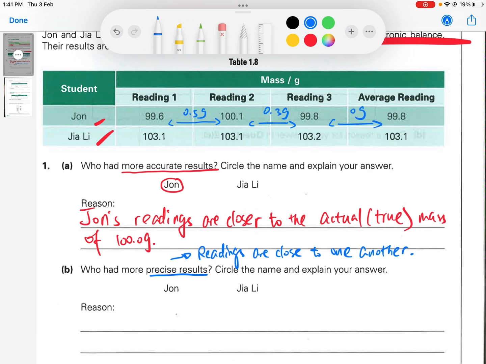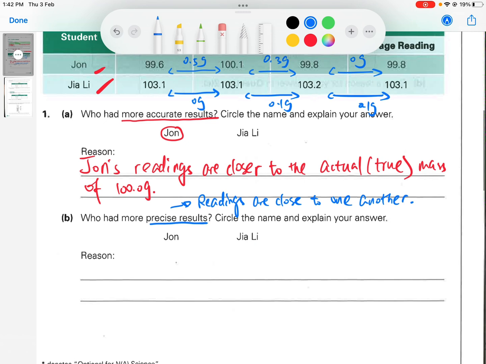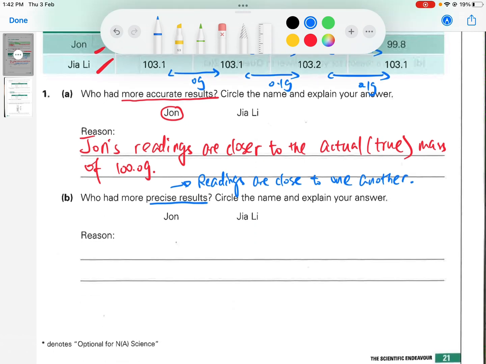Look at Jiali's results. What's the difference between his results? The difference is 0.1 gram. So do you feel Jiali's results are actually closer to one another? So we write it down. The answer should be Jiali's results are more precise. Reason being, Jiali's readings are closer to one another, right?